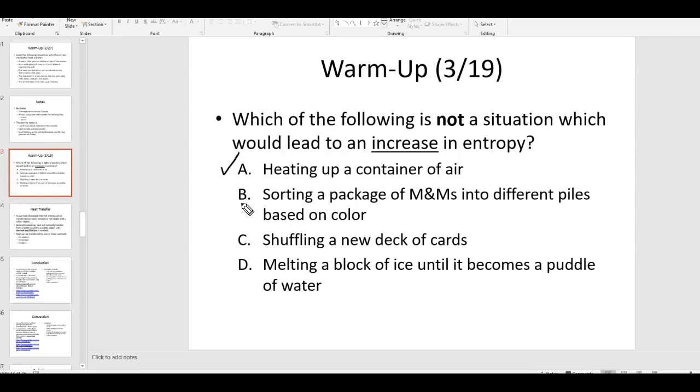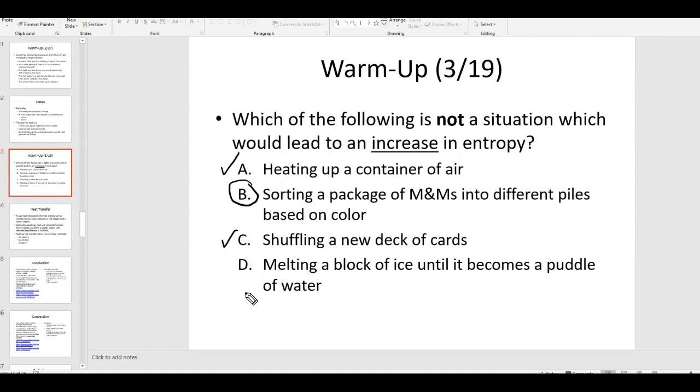Okay, B says sorting a package of M&Ms into different piles based off color. So again, you have to think of the situation and ask yourself, is this situation becoming more ordered or less ordered? If you take M&Ms and you sort them based off of color, that's becoming more ordered. Okay, that is not an increase in entropy, that is a decrease in entropy. And so this is actually going to be the answer to the warm-up question. If you shuffle a new deck of cards, obviously you're going to increase the amount of disorder in the system. Okay, so that would increase the entropy.